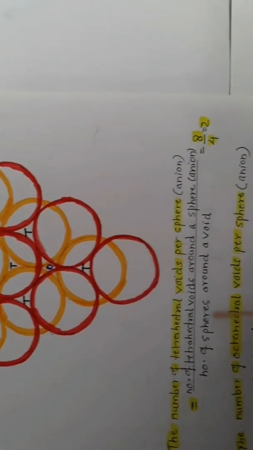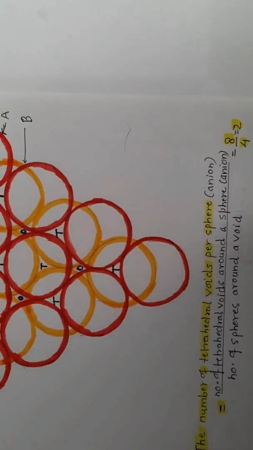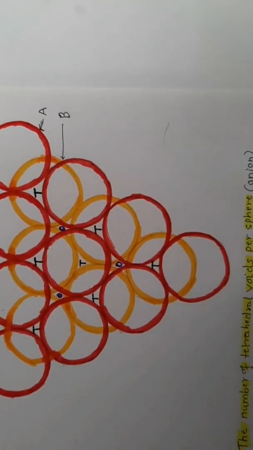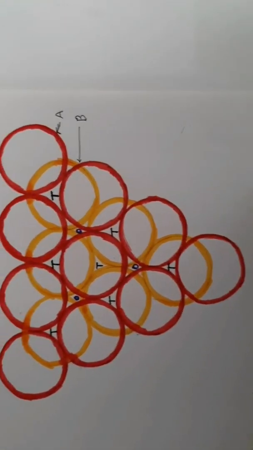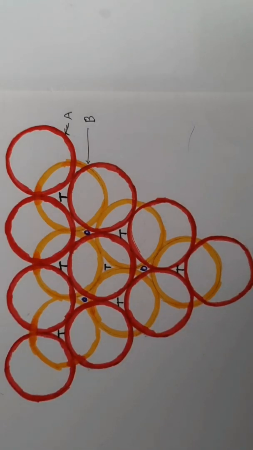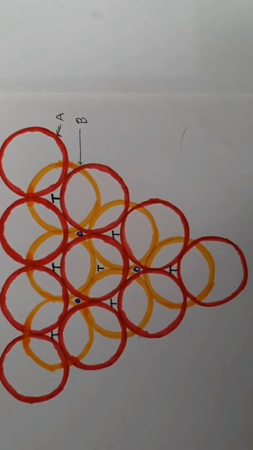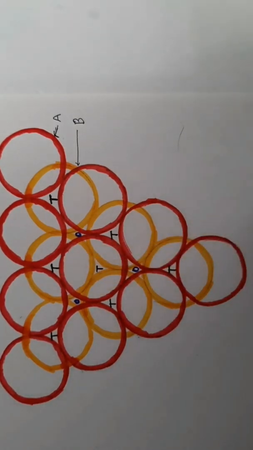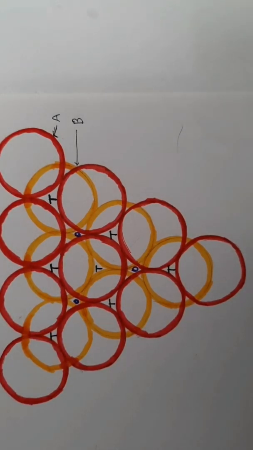tetrahedral voids, and we know that the tetrahedral void is surrounded by 4 spheres. So the number of spheres surrounding the void is equal to 4. Now find the ratio between the number of tetrahedral voids around the sphere and the number of spheres around the void. The total number of voids surrounding this particular sphere is 8 tetrahedral voids, and a tetrahedral void is surrounded by 4 spheres. 8 divided by 4 will give you 2.